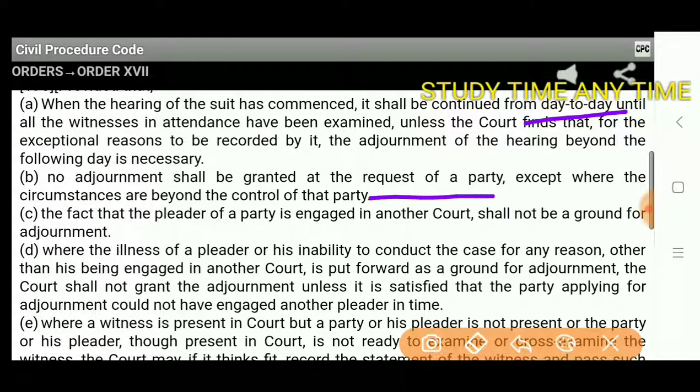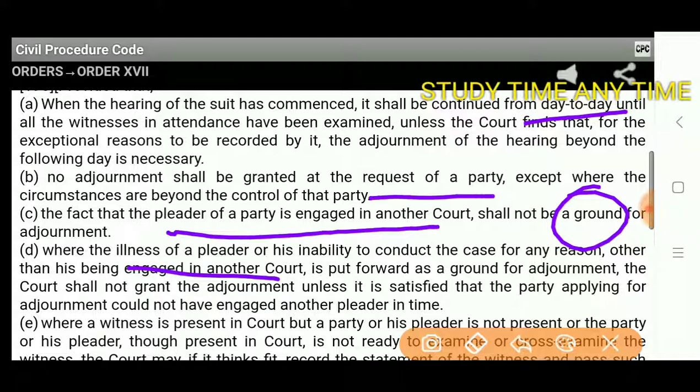And C is the pleader is engaged in another court. Sometimes there is a plea that my pleader is engaged in some other court, kindly adjourn the matter because he will not be able to come to this court, he is busy in session court or in a murder trial. So this is not a ground for adjournment. Then illness of the pleader or his inability is the same type of matter. His inability is not a ground of adjournment.